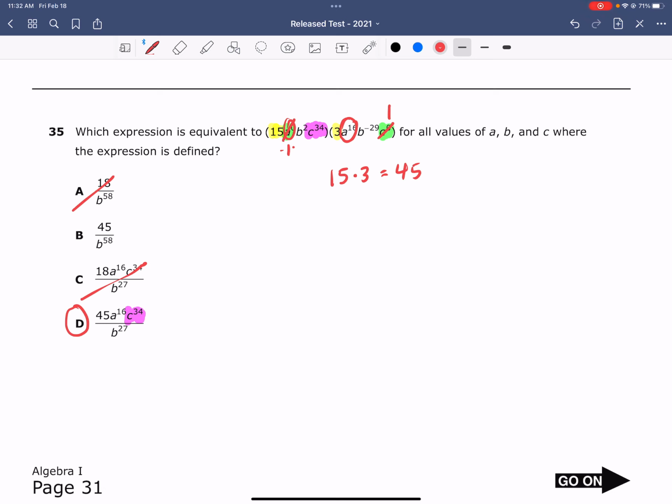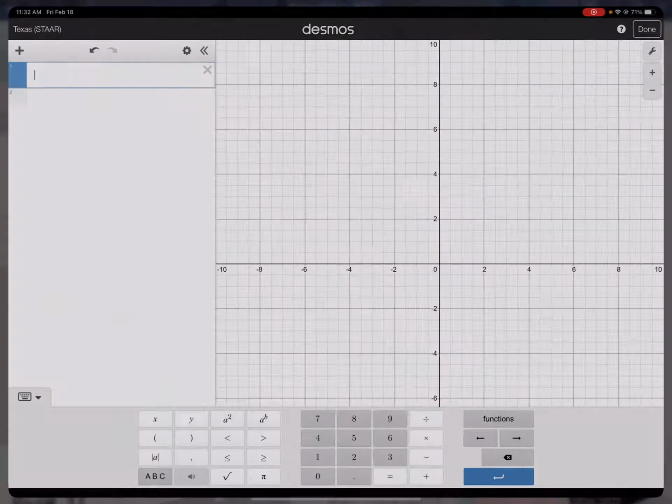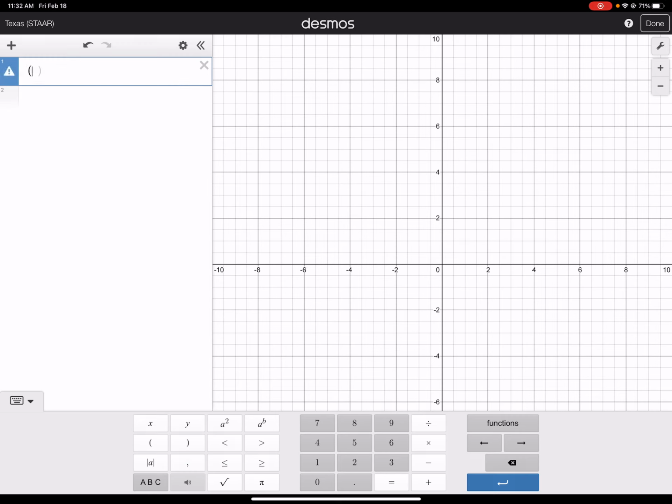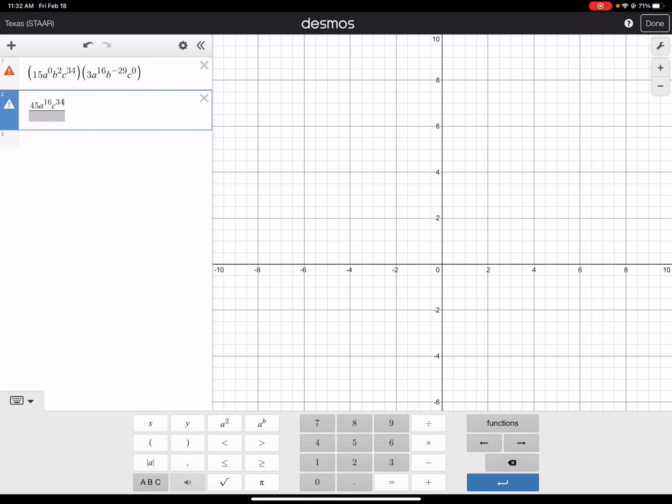Since we're already using A, B, and C, we don't need to call them anything else whenever we go over to Desmos. And so if we go over there, we just type in the given expression exactly the way that it is on our paper. Now, if you were working a problem like I have in some other videos where you have X, Y, and Z, you would need to call those other letters in order to be able to do this. B to the negative 29th, C to the 0 power. Now, what we are proposing is that the answer is 45, A to the 16th, C to the 34, over B to the 27th power.